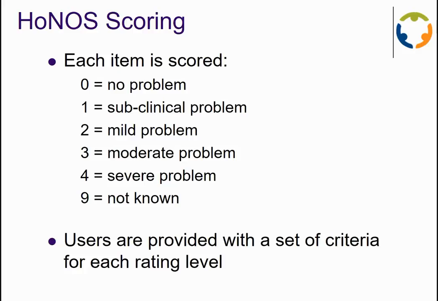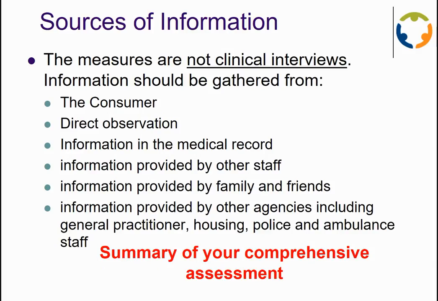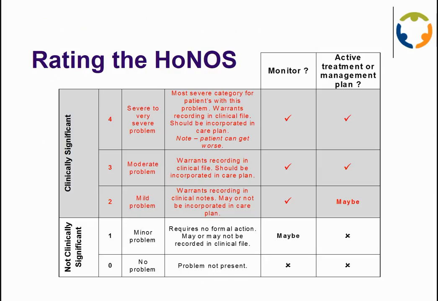You get a choice of rating that there's no problem, there's a subclinical problem, or there's a mild, moderate, severe problem. You can also rate "I'm not sure", but you're encouraged not to do that because the HoNOS is a summary of your assessment. So if you don't know something, you should go and find out how the person is performing in that particular domain. And once again, it's not a clinical interview. You gather information from all available sources and use that to inform your rating.